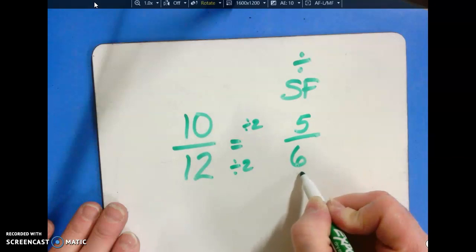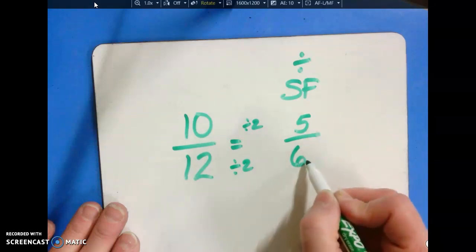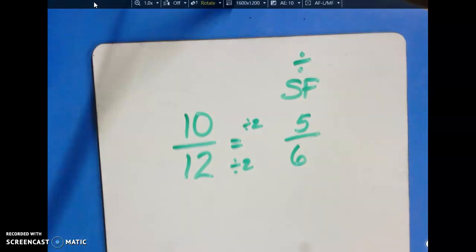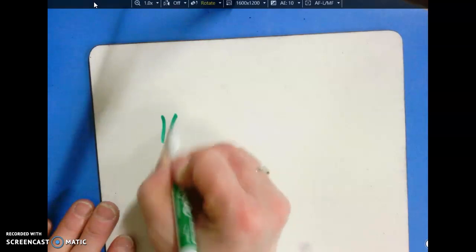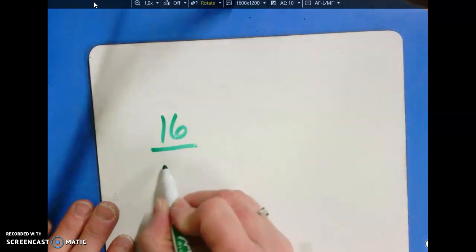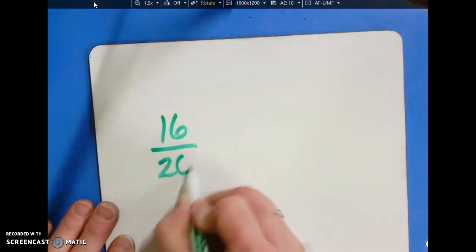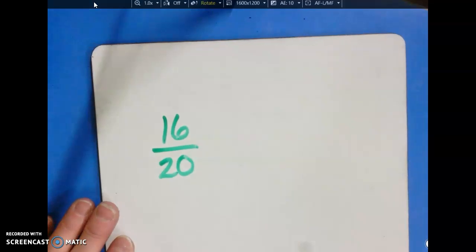How do you know you're in simplest form? Because it's counting order. 5/6. Great. I have one last one, and I'd love you to think it through and see if you can beat me to the answer. What if I have 16/20ths? What would you say is the biggest number that you can divide both of those by?